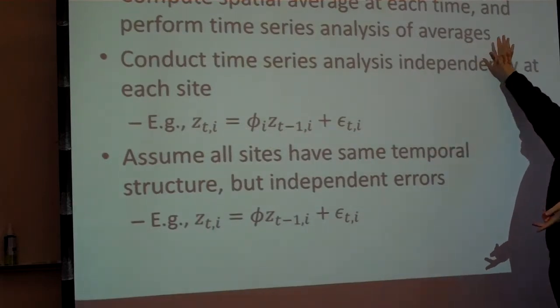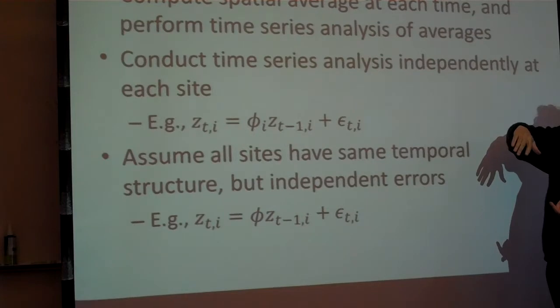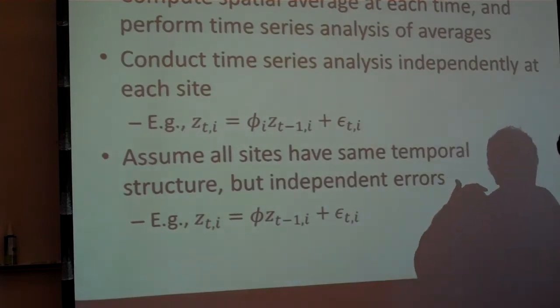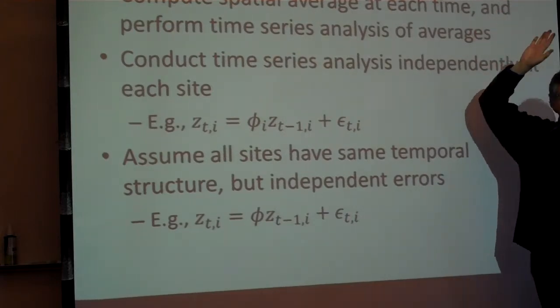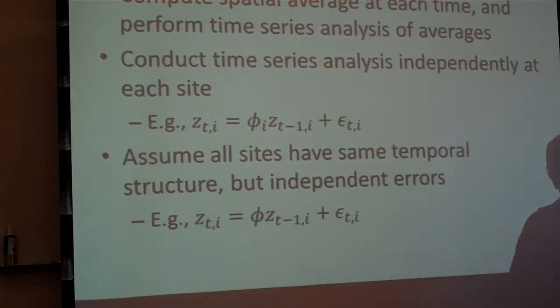So the simplest thing you could do, if your primary interest is in the temporal dynamics, in this case they were asking whether the acidity in precipitation was increasing through time, is just calculate a spatial average. So at each time point, just average the data, and then do a time series analysis of those averages. So you basically get rid of the spatial information. You're treating the spatial samples as being independent.